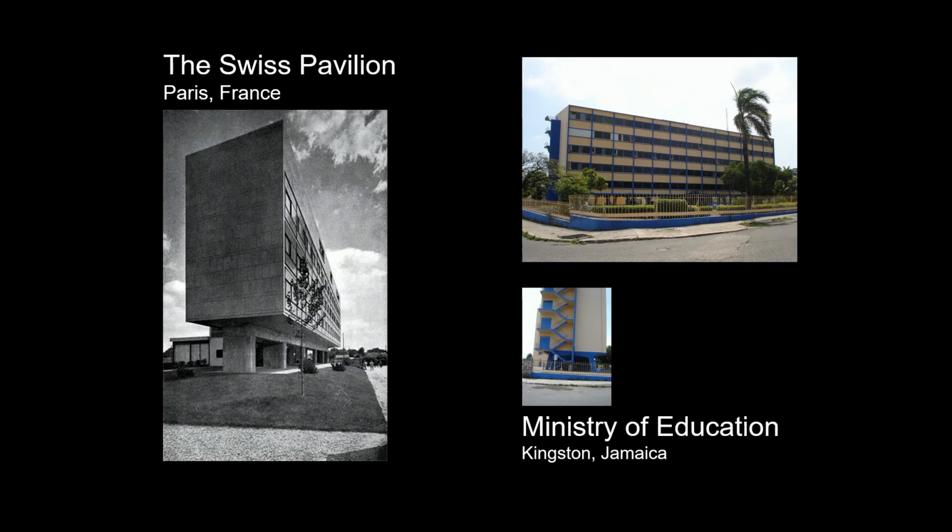However, you have other buildings. For example, the Swiss Pavilion in France, also by Le Corbusier, and the famous or infamous Ministry of Education building by one of Jamaica's most influential architects, Wilson Chung, are landmark buildings and examples of the international style. However, they've also come under severe criticism as far as seismic performance is concerned.